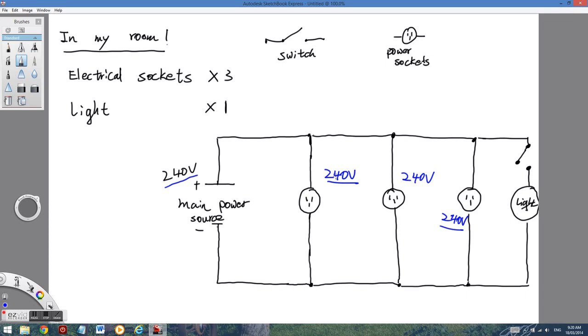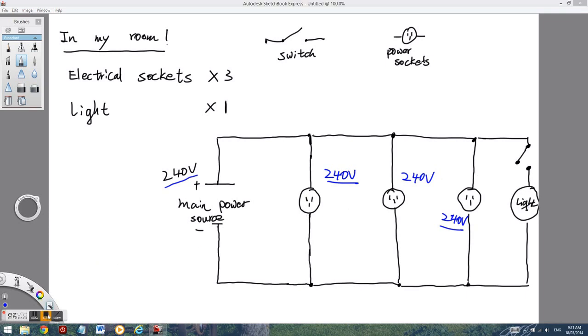Say my mobile phone operates at 12 volts. If I want to charge my phone, I need a 12 volt power supply. So what we do is we need an adapter, an adapter on the power supply, that transforms 240 volts to 12 volts, then I can charge my phone. So for the light, it's still 240 volts, but in most cases there will be transformers, there will be adapters in the light. They will downgrade it to whatever voltage it requires.